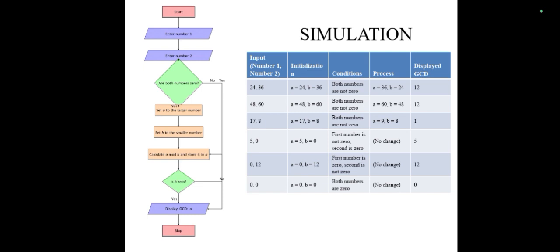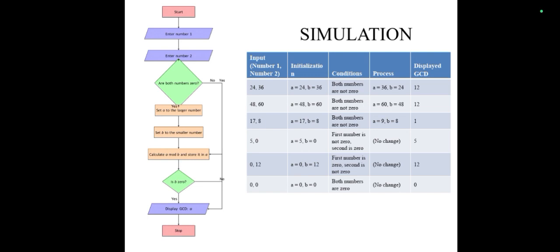In the next example, I inputted 17 and 8. Initially, A is set to 17 and B is set to 8. Both numbers are not 0, so the flowchart proceeds. The flowchart performs the operation A equals A mod B, which calculates the remainder when 17 is divided by 8. This results in A becoming 1 and B remaining 8. Display the GCD of 17 and 8, which is 1, the displayed GCD in the example.